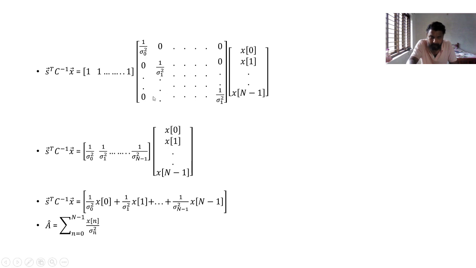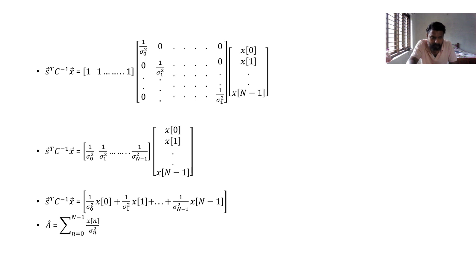The last term is nothing but 0 0 0 etc. It is not sigma 1 square, it is sigma square n minus 1. Just correct this one. Okay, sigma square n minus 1. Now it is okay. So it will be 1 by sigma naught square, sigma 1 square, etc., sigma square n minus 1 times x of 0, x of 1, etc., x of n minus 1.